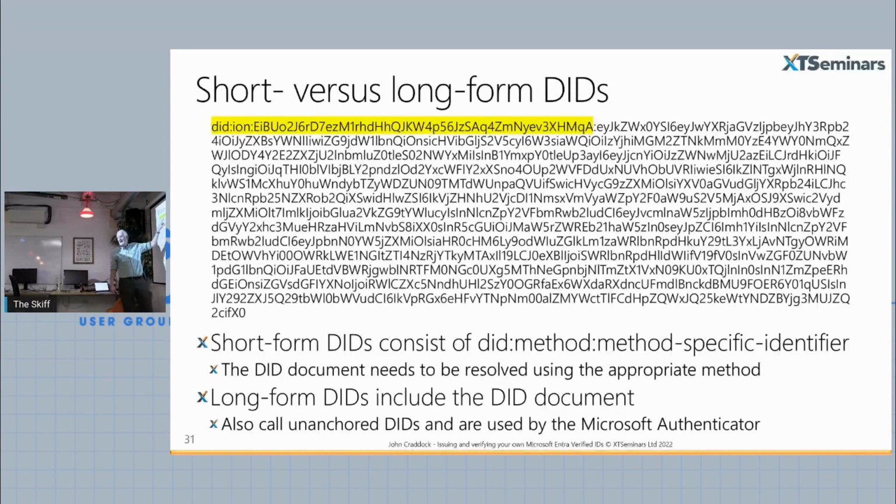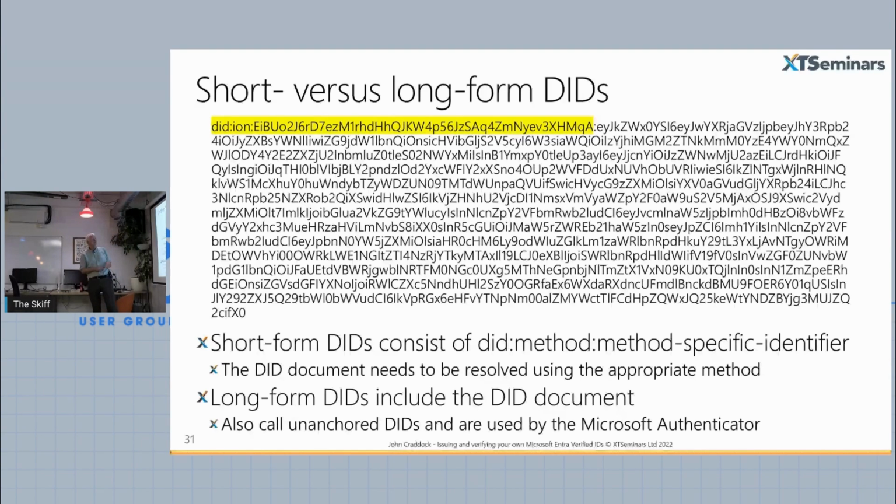But if you've got it anchored on an underlying technology such as Iron or DID web, all you need is the front bit. The authenticator, because that DID belongs to the user of the authenticator app, doesn't actually store or anchor the DID anywhere. It doesn't need to. It uses the long form DID, so the whole thing. And it's referred to as a long form DID or an unanchored DID.